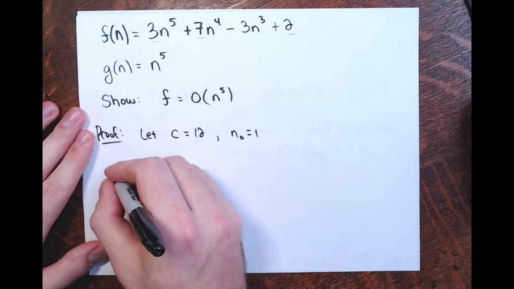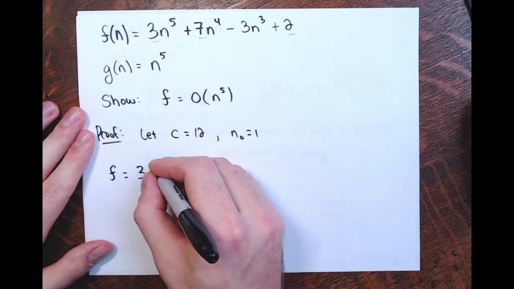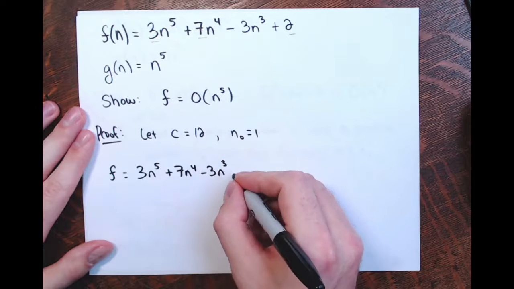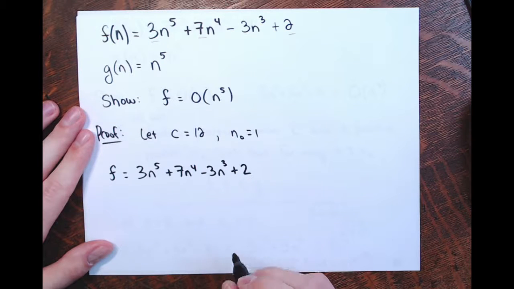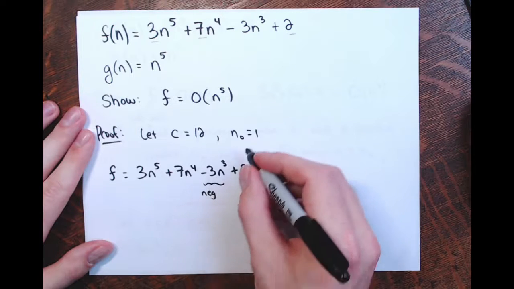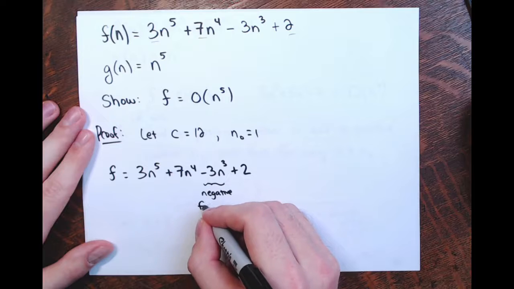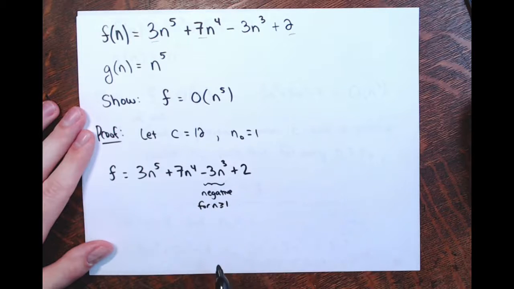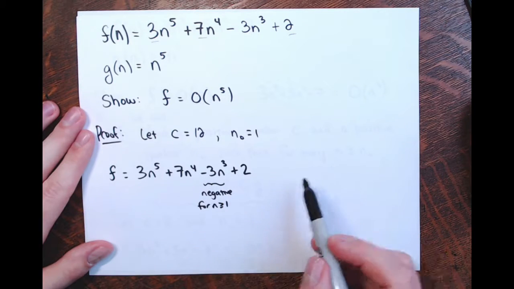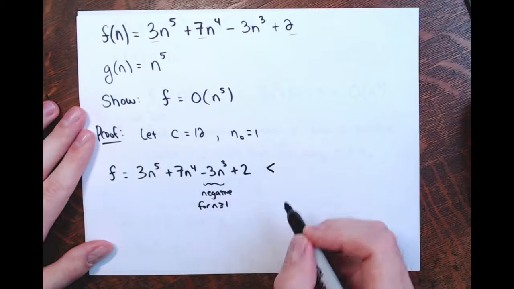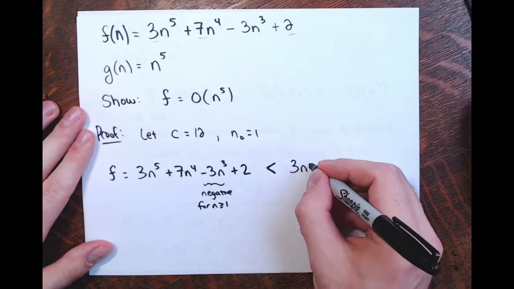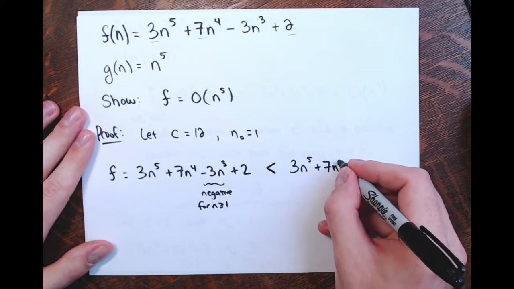Now look at f. F is 3n to the fifth plus 7n to the fourth, minus 3n cubed, plus 2. Now, this is a negative term for n greater than or equal to 1, here, this n0. So if I get rid of it, if you add 3n cubed, you're just going to make this larger. So this is less than 3n to the fifth plus 7n to the fourth plus 2.